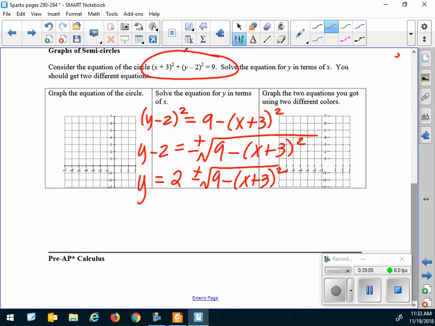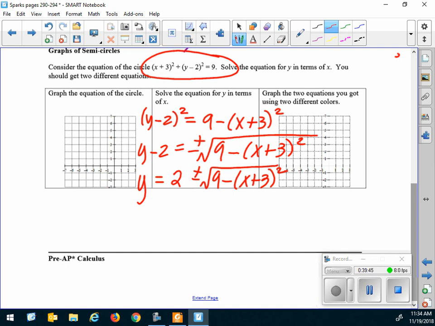I got two equations. Ladies and gentlemen, each of those equations alone is a function. 2 plus the square root of that stuff is the top half of the circle. Did I mess up? No. So when you square root, it's like you're trying to get rid of the squared on the y minus 2. Yep. Since the 9 minus x plus 3 squared is together, you wouldn't cancel out the squared? No, because it's the square root of the whole mess.